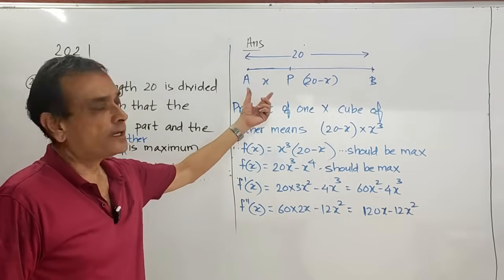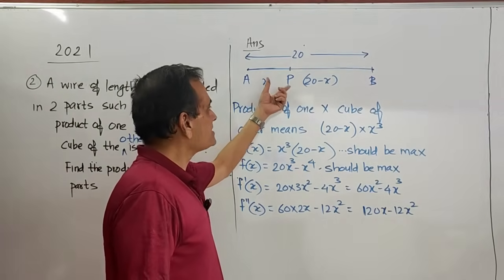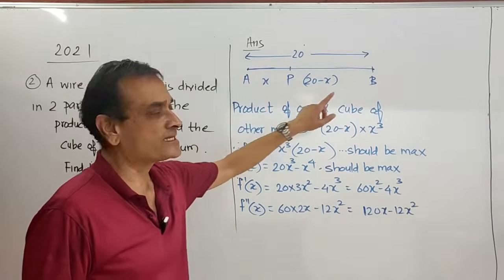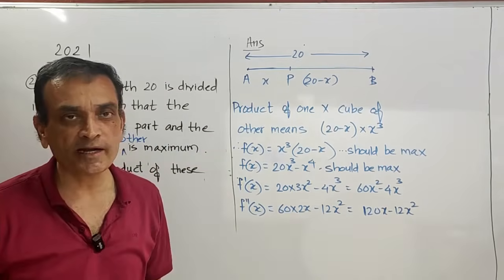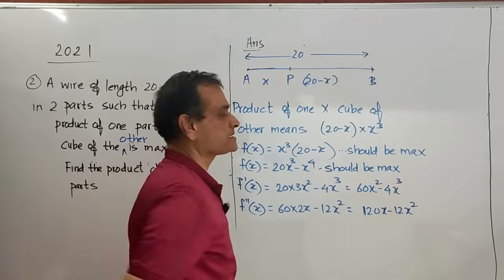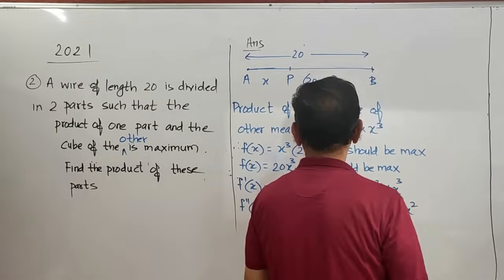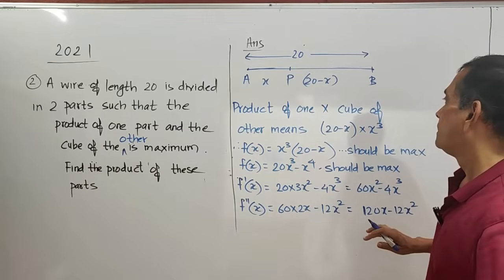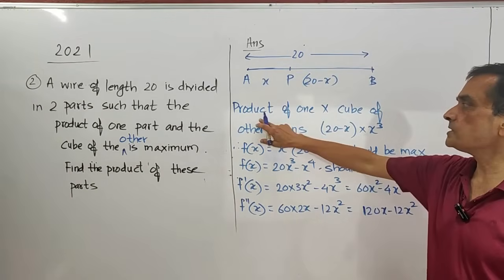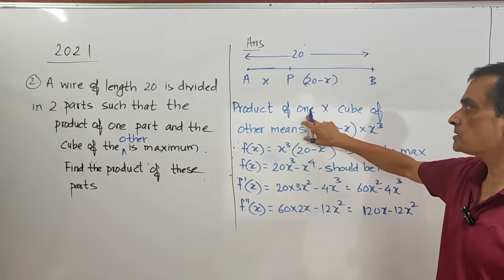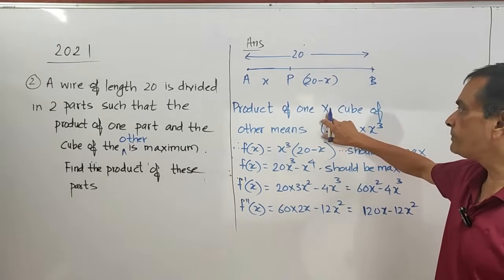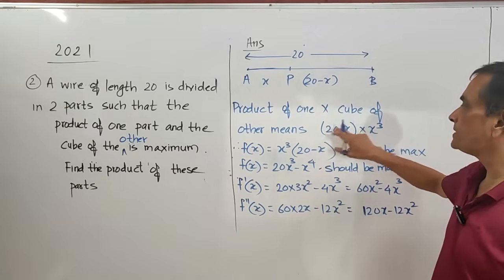इसके दो पार्ट हैं. Let one part be x, the other will be 20 minus x. x minus 20 नहीं, 20 minus x. Okay, let's go ahead. Condition is product of one part multiplied by cube of the other.